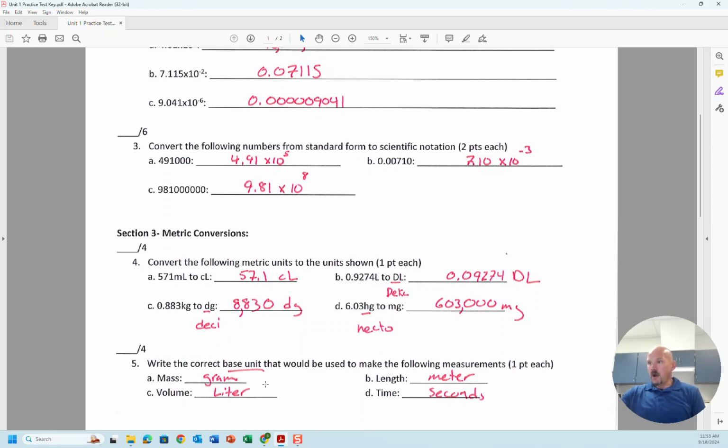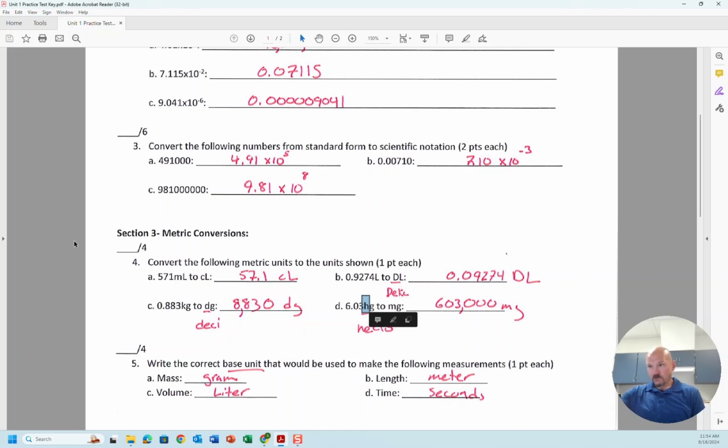Let's just make sure we understand something. I'm never going to have deca on a test. I'm never going to have hecto on a test or a quiz. This is just for practice. So you should really mainly focus on mega, probably the biggest one, and then down to nano for the smallest one.